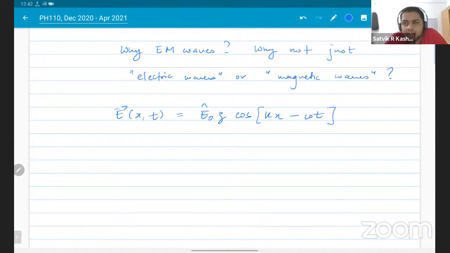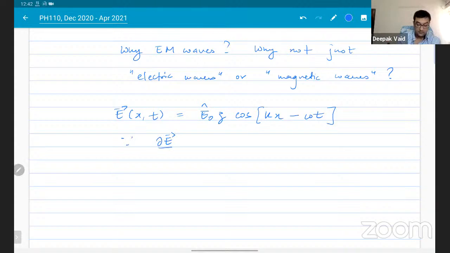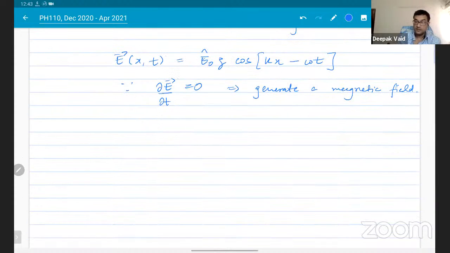Since the electric field is changing, it'll produce a magnetic field, and because of this it will generate a magnetic field, right? And now we can try and understand what the direction of the magnetic field that is generated is going to be like.